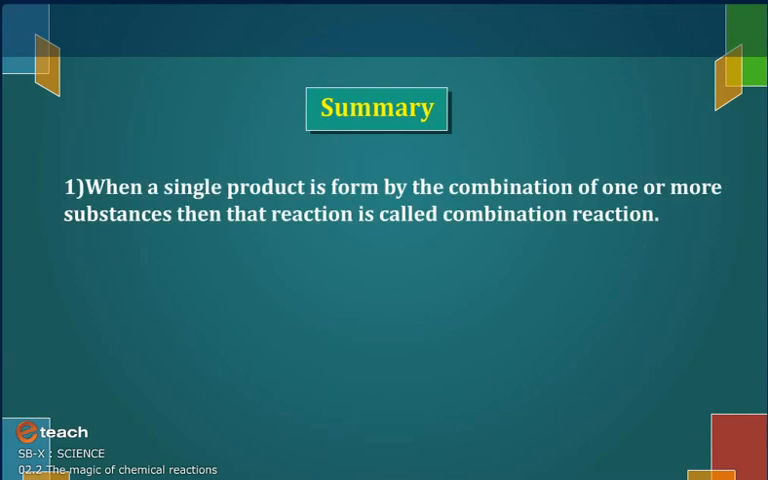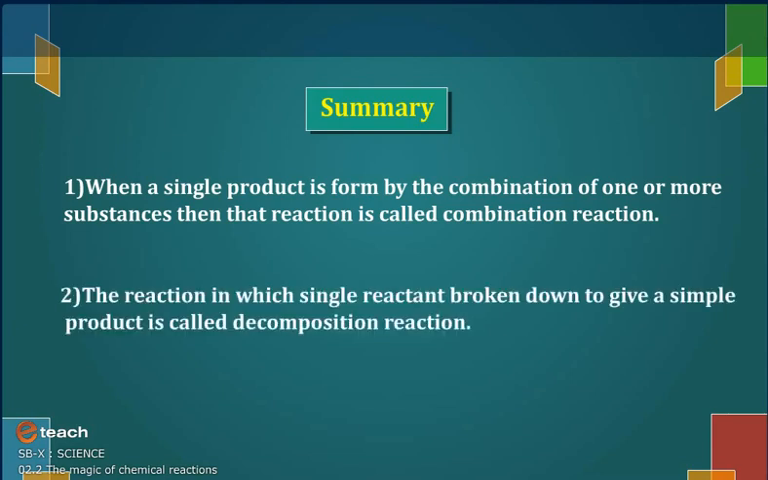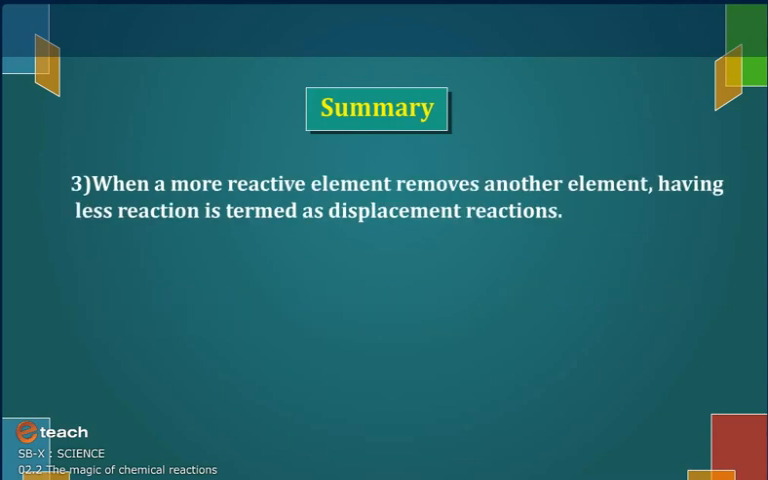Summary. When a single product is formed by combination of one or more substances, then that reaction is called a combination reaction. The reaction in which a single reactant is broken down to give simpler products is called a decomposition reaction. When a more reactive element removes another element having less reactivity, it is termed a displacement reaction.